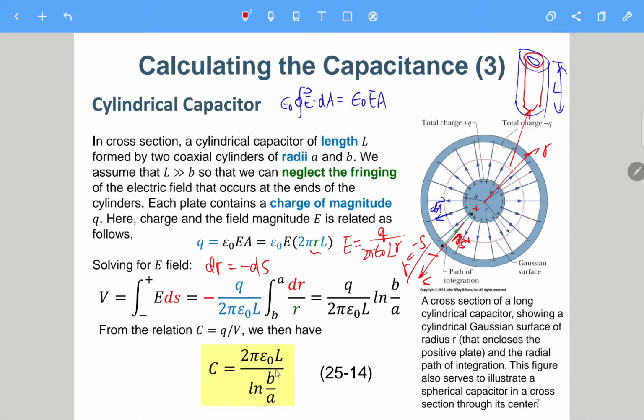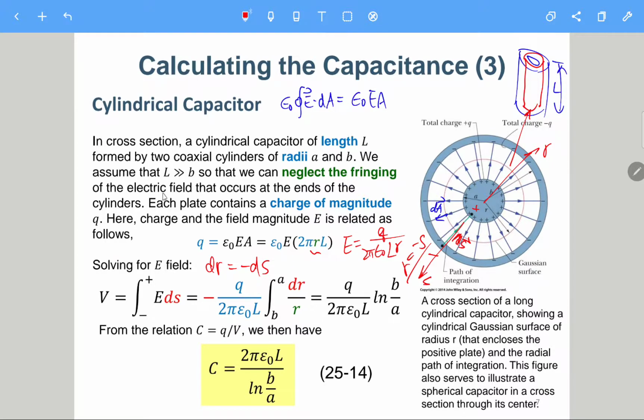Likewise, if you want a large capacitance, you need to make L larger. Then C will be larger. The other way is to make this term smaller, because it is in the denominator. To make C larger, you need to make this term smaller, which means that B should be close to A. If B is close to A, then this term will be smaller.